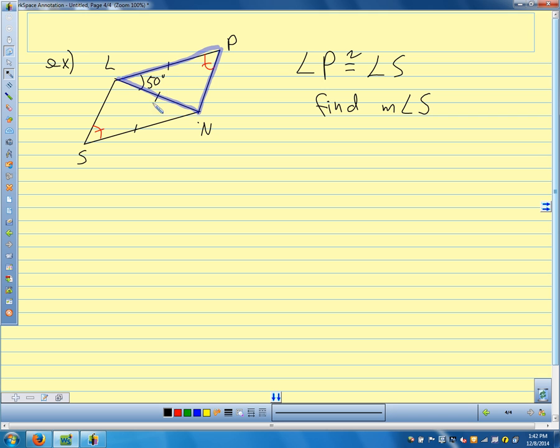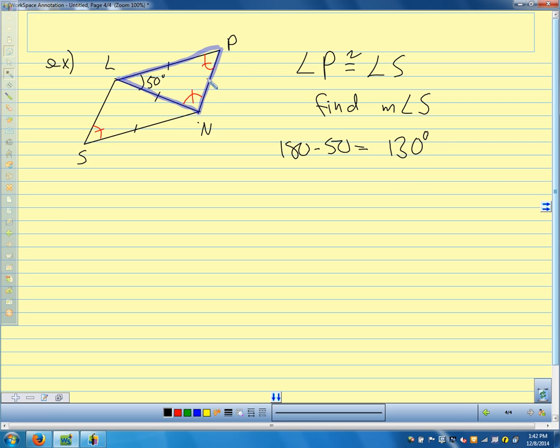Well, these two sides are the same, right? What does that tell us about these two angles? They have to be the same. So those two are the same. Does that help us? What do all three of these angles have to add up to? 180. So these two together are what? So 180 minus 50 is 130. So those two angles together are 130 degrees.